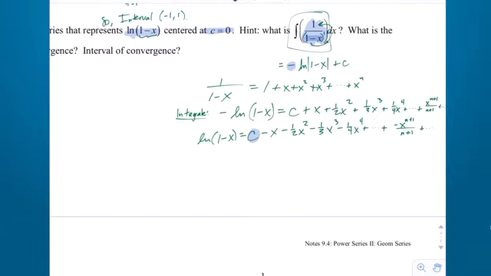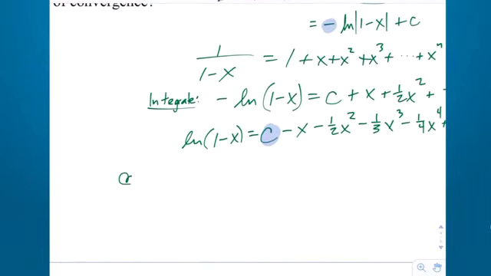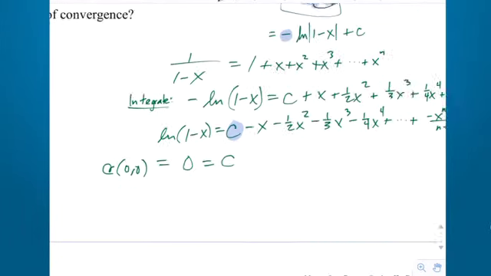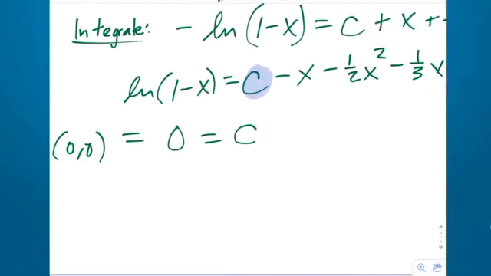So if this is supposed to represent the natural log of 1 minus x, what is the value at the center when c is 0? Well, you plug it in for x, and you get natural log of 1 minus 0, which is the natural log of 1, which is 0. So I have created my own ordered pair at the point 0, 0. So at 0, 0, I get 0 equals c minus 0 plus 0 minus 0 minus 0. So c equals 0.